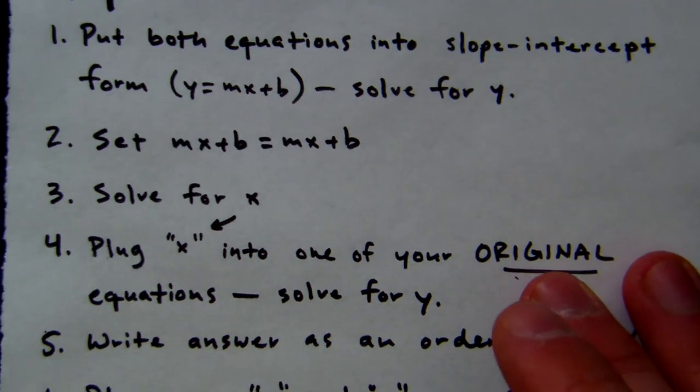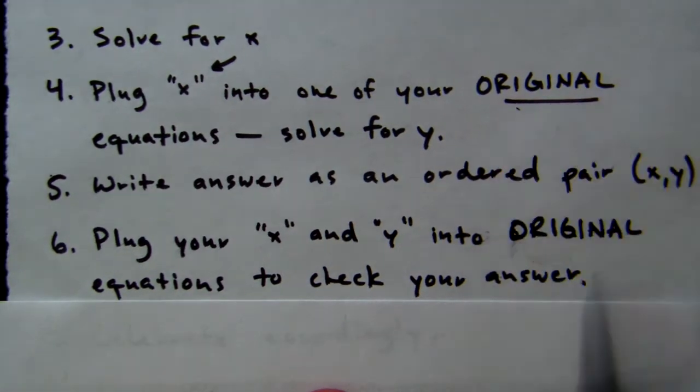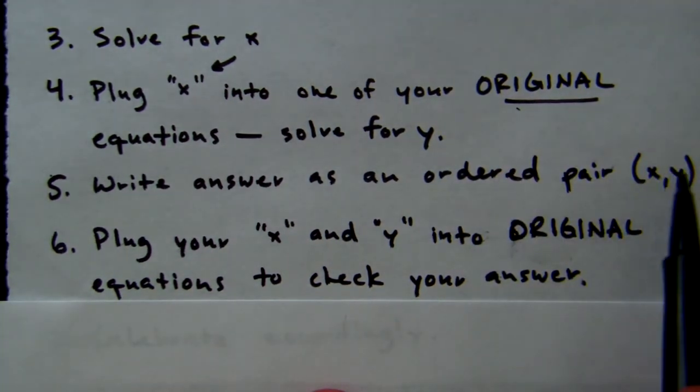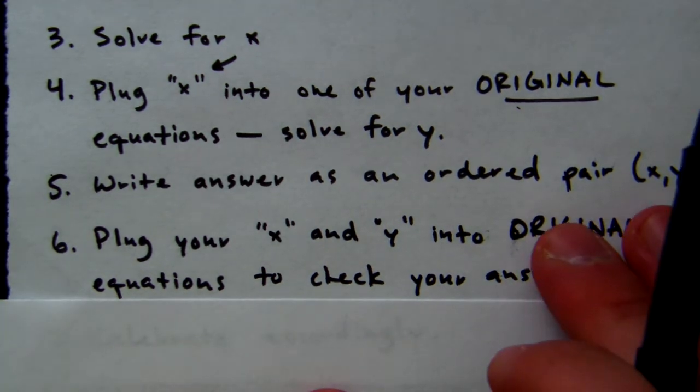Now, most of you are going to ignore this, but step 6, you're going to plug your x and your y, whatever you got in your ordered pair, into both your original equations, and then you can actually check your answer. If it doesn't work out in one of them, you know you got an incorrect answer. Okay, so that's the second to last step.